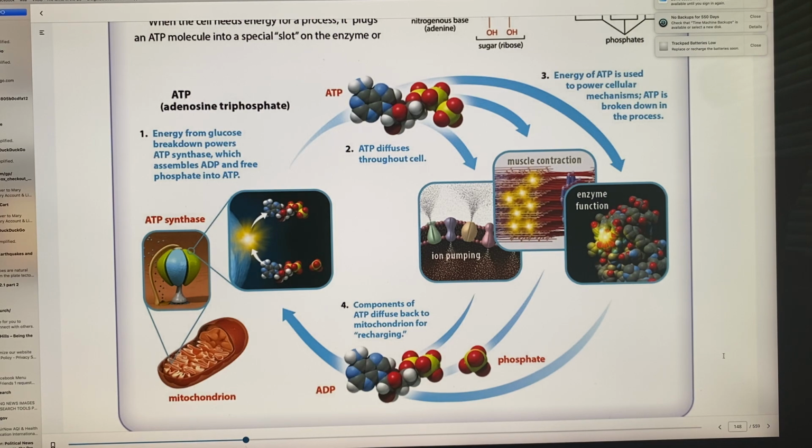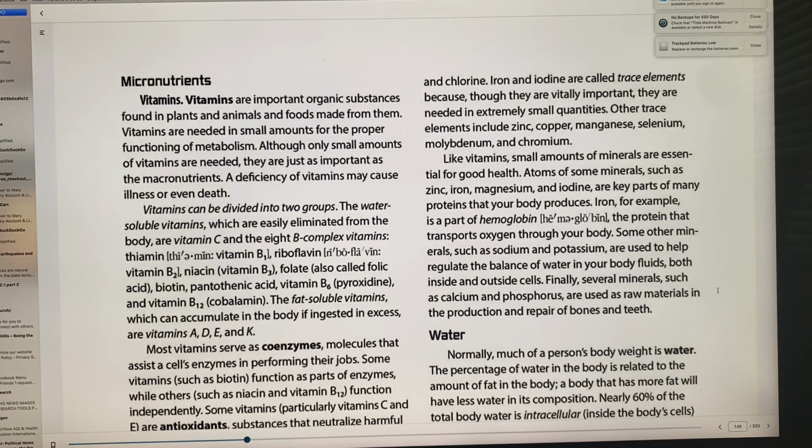Just awesome. So let's go on to the next part, and we're going to be talking about micronutrients. And we already said that micronutrients are what? They're tiny, so they're vitamins and minerals that we need.